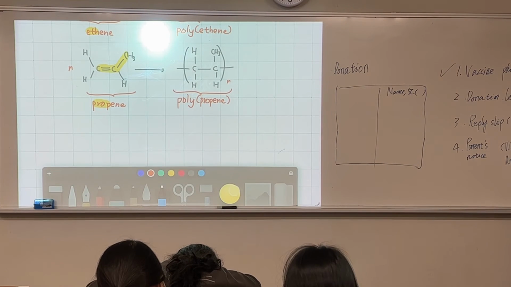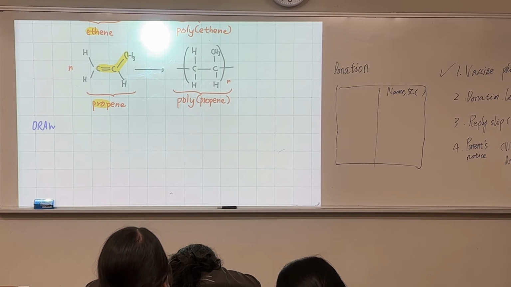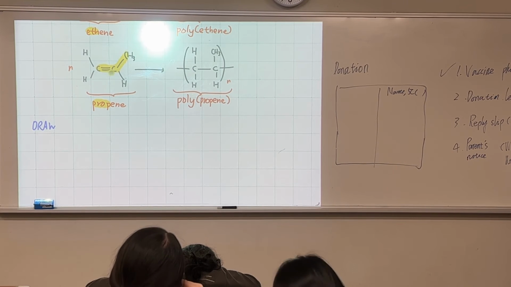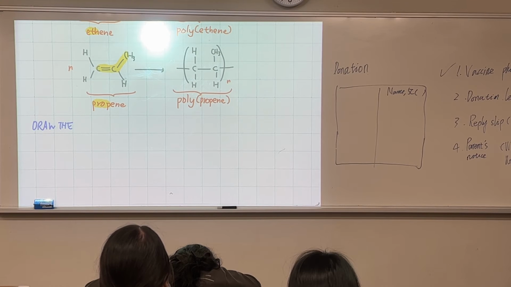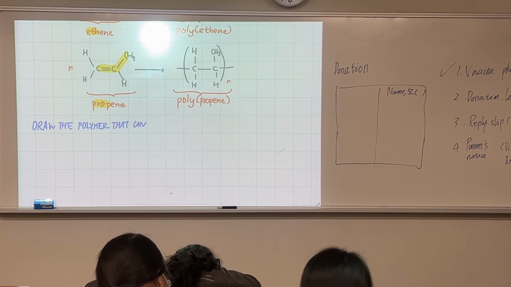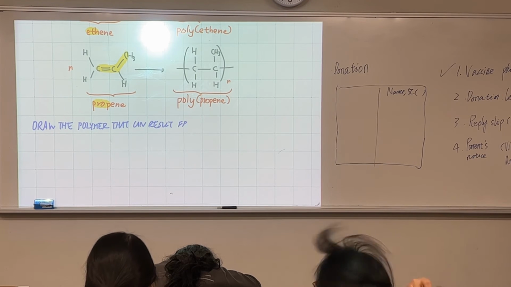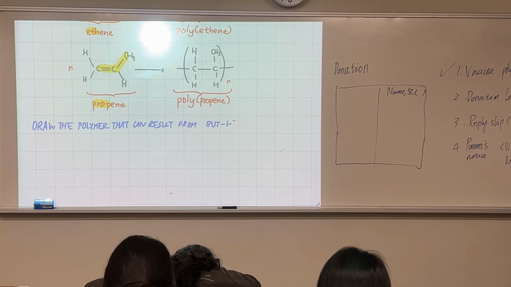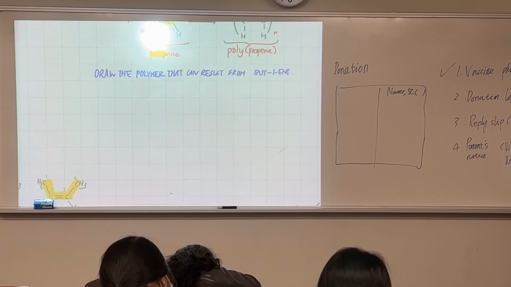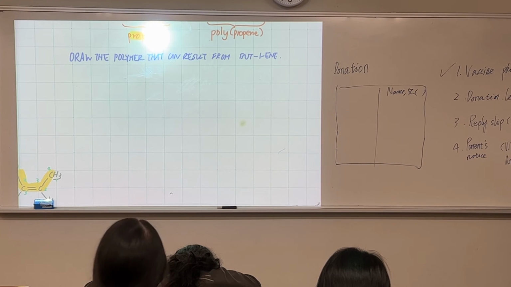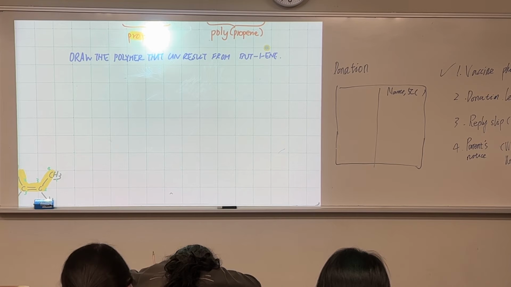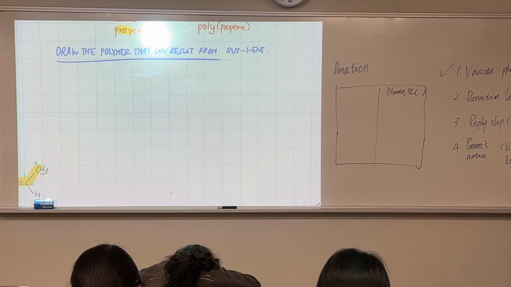Okay, what about this one? You know in the exam they won't show you this structure already. They will just give you a condensed structure. I hope you still remember what condensed structural formula is. So this is one last question before we move on. So draw the polymer that can result from buta-1-ene. Okay, I know what I told you about earlier. I drew but-2-ene. Can you draw but-1-ene first? Yeah, so I'll give you all 20 seconds to draw but-1-ene.